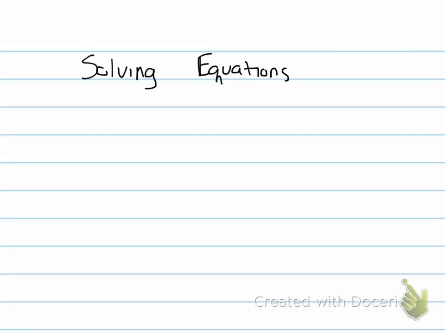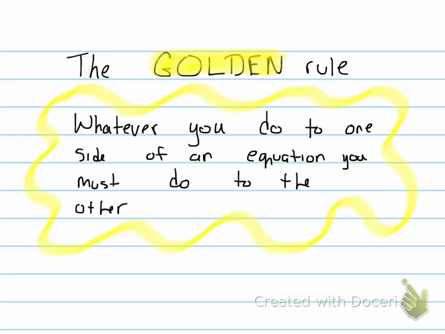Alright, solving equations. How do we do it? The golden rule. Whatever you do to one side of an equation, you must do to the other. That's it. If you know that, you'll be good. And you do that every time.